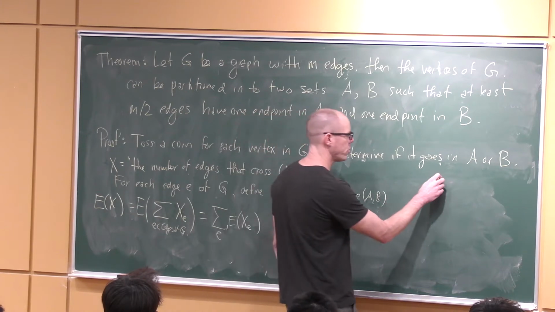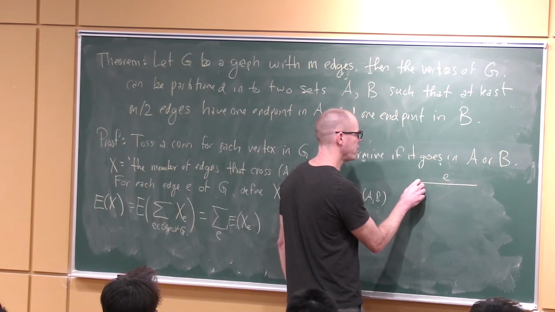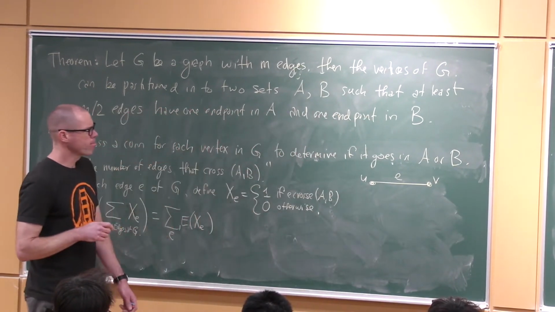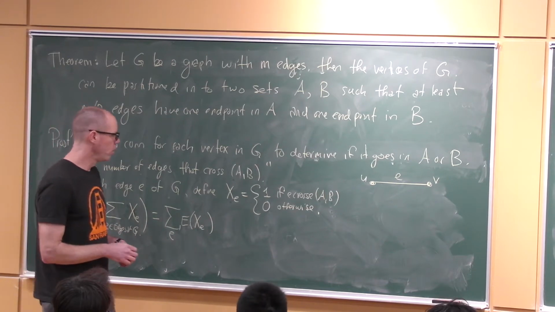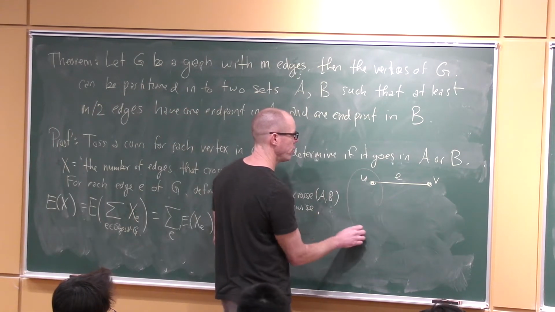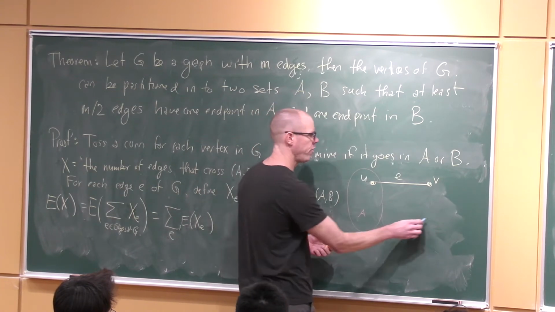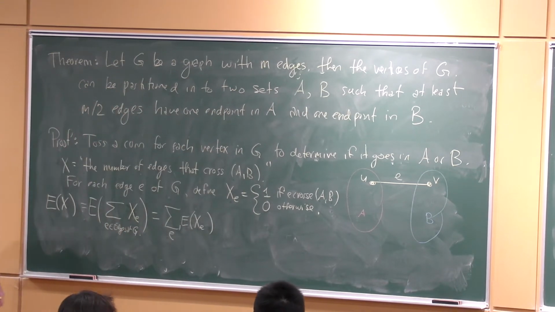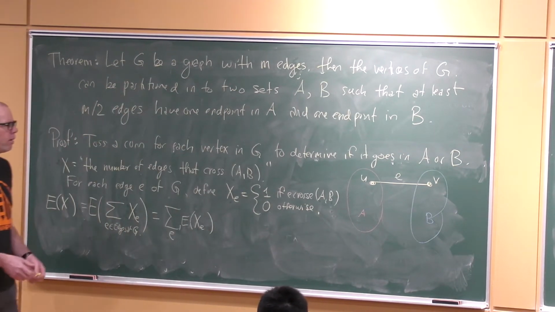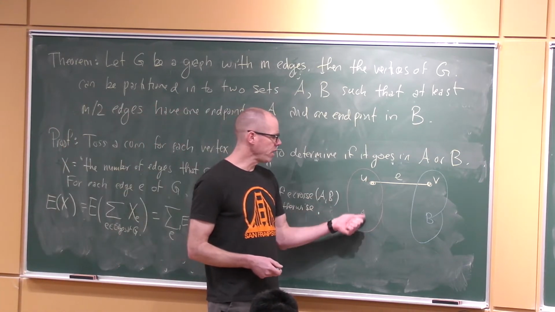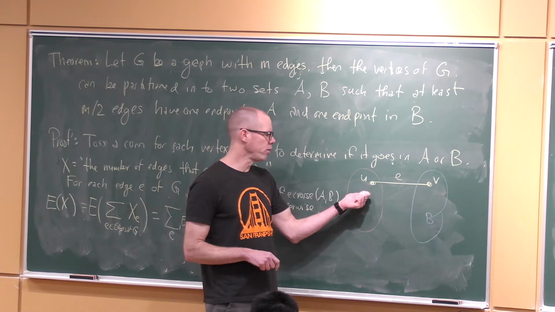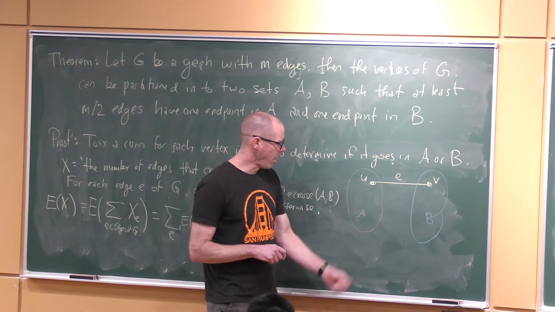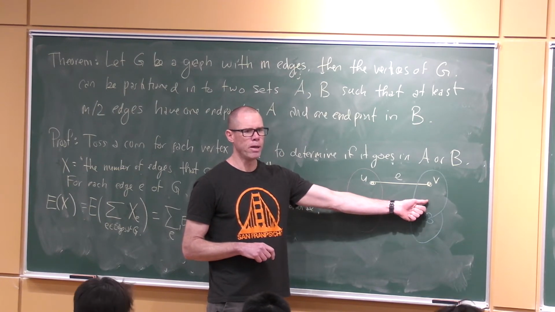So I've got this edge E. It maybe has endpoints U and V. And I would like to know what's the probability that U is over here in A and V is over here in B. Well, what determines where these things go? Well, I tossed a coin for U. If it came up heads, then U goes in A, otherwise it goes in B. And I tossed a coin for V. If it came up heads, V would be in A, otherwise it goes in B.